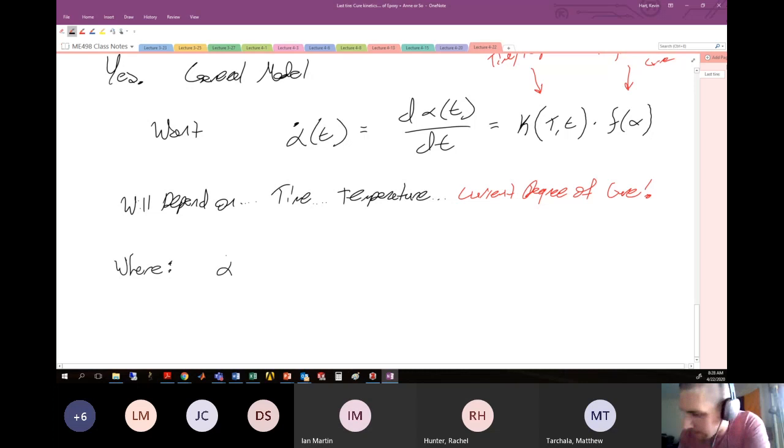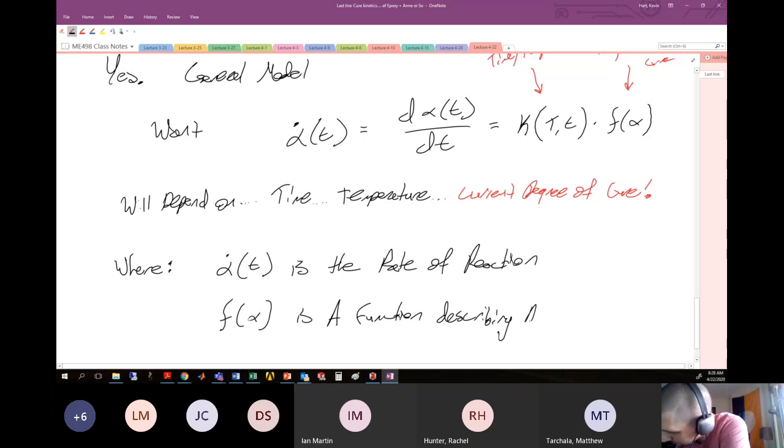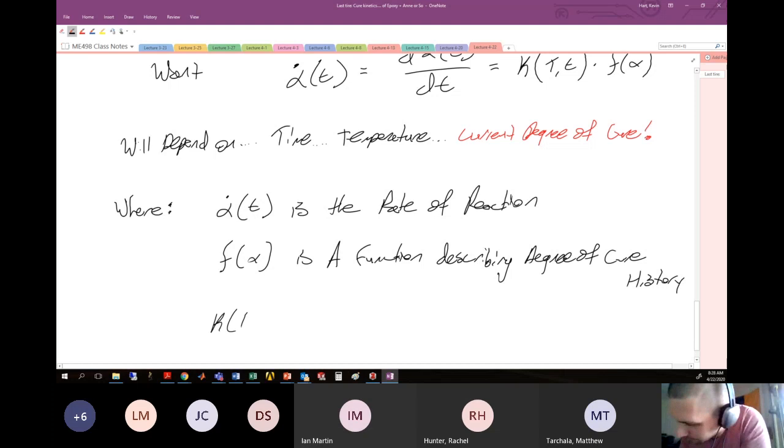Alpha dot t is what we call the rate of reaction. So it's how fast my degree of cure is changing. This function here, f of alpha, is a function which describes the history or the shape of the degree of cure. Right. And then finally, this k, which is usually a function of time and temperature, is what's known as the rate constant.